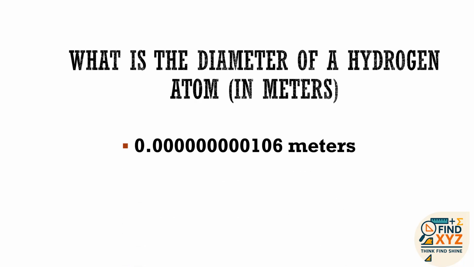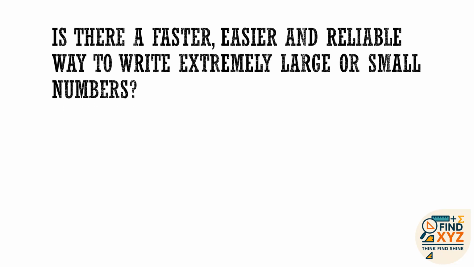It's just 0.0000000... Can you guess the number of zeros? 106 meters. That is 11 decimal places. Writing such small numbers can be just as tricky as writing the larger ones. So, is there a faster or easier and reliable way to write such numbers, either extremely large or very small?